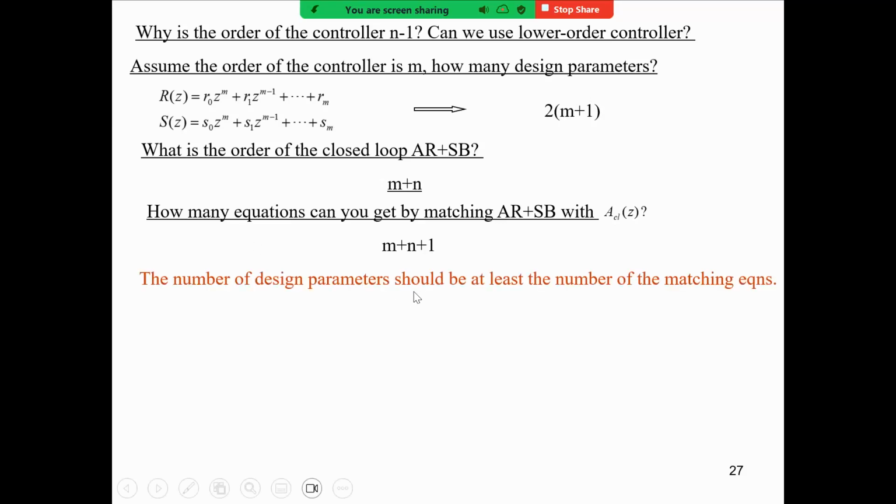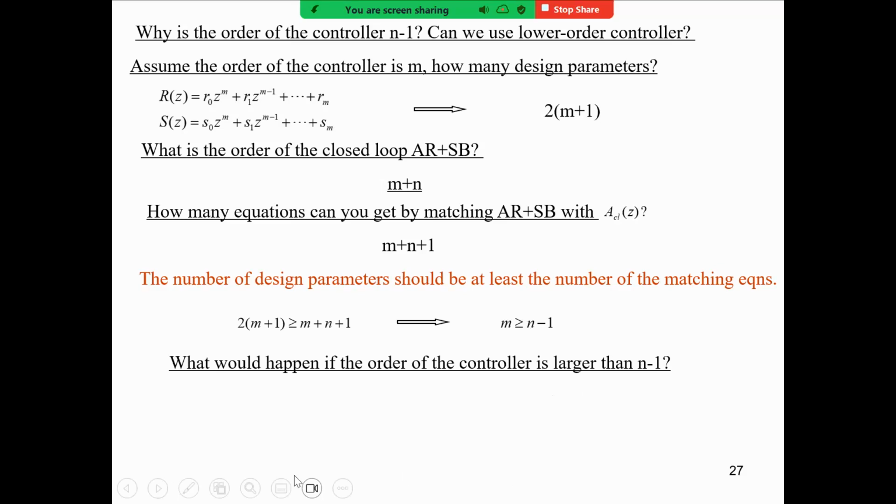The number of design parameters should be at least the number of equations, right? Otherwise, you may not have a solution. So those 2 times n plus 1 have to be bigger or equal to m plus n plus 1. In this way, you can get that the degree of the controller has to be at least n minus 1. Easily we can show that. Then you may ask, why do we just put it as n minus 1? If you put it as n minus 1, you will get one solution, right?